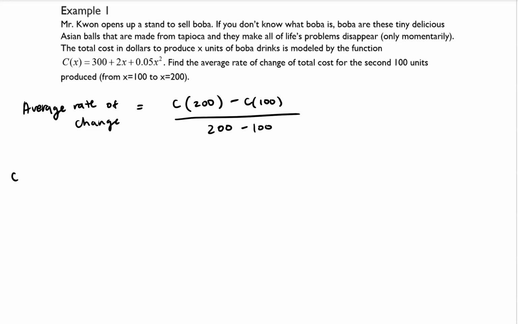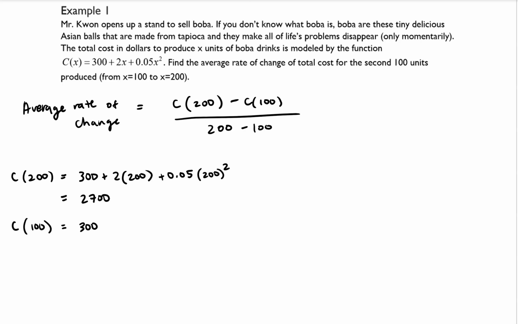So let's come off to the side here and evaluate c of 200. So that's going to be 300 plus 2 times 200 plus 0.05 times 200 squared, and that's going to equal 2,700. And then we also want to evaluate c of 100, so that would be 300 plus 2 times 100 plus 0.05 times 100 squared, and that ends up equaling 1,000.